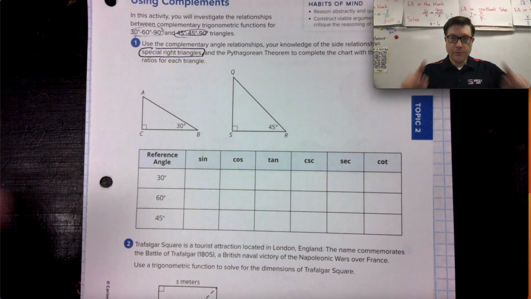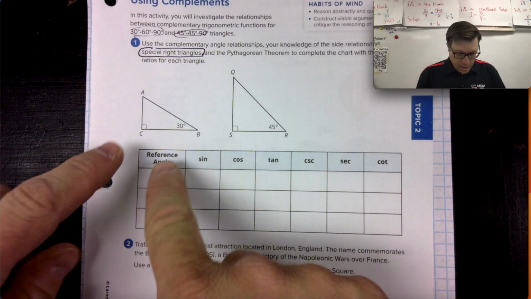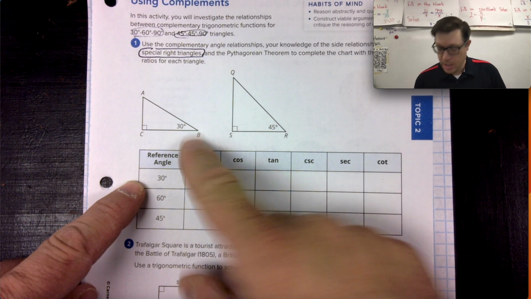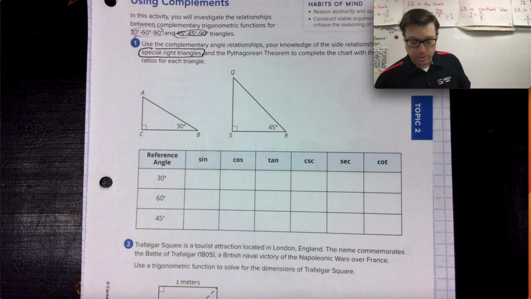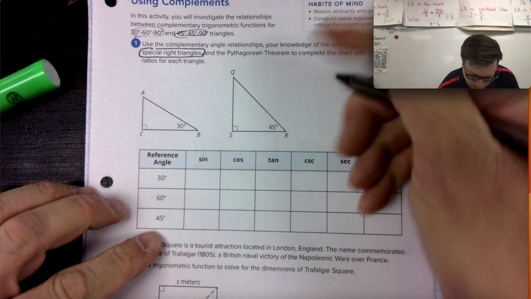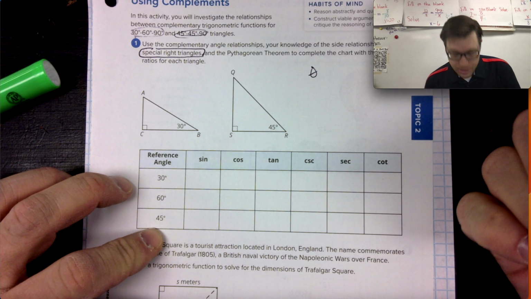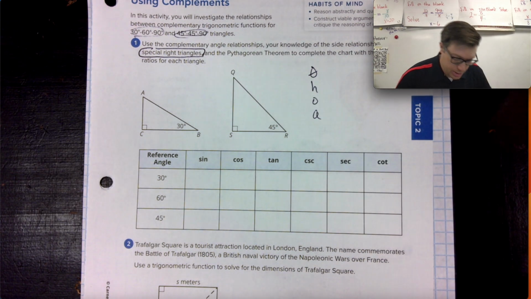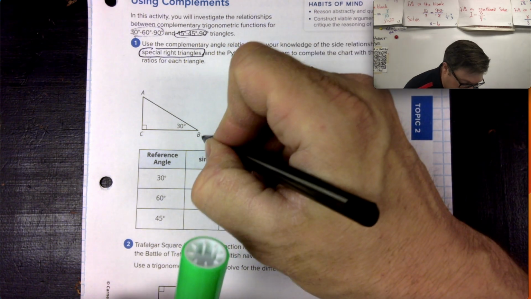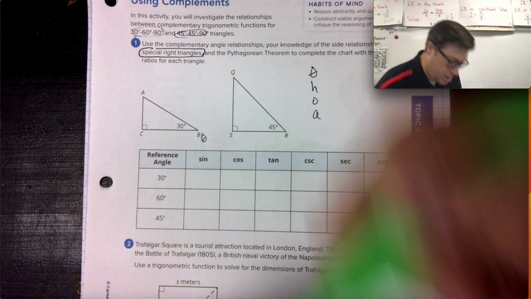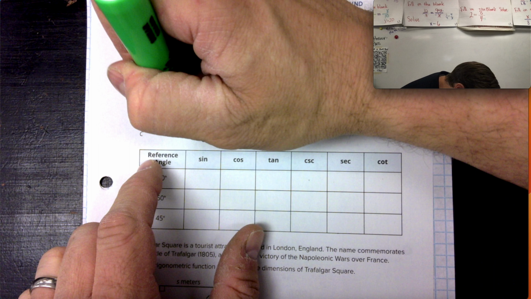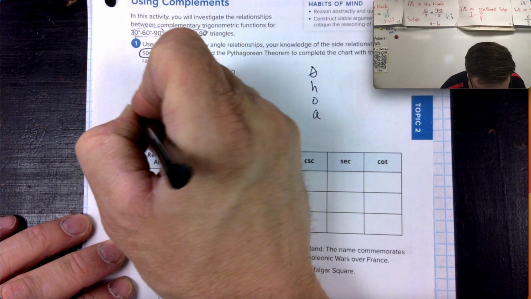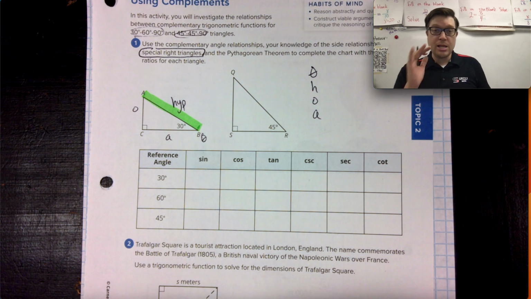Reference angle. From 30 degrees in the 30, 60, 90 triangle, if we're going to be referencing 30 degrees, then label theta, identify that first, then the hypotenuse, then the opposite, and then the adjacent side. So theta at 30 degrees, the hypotenuse, the opposite side, and the adjacent side, in that order.